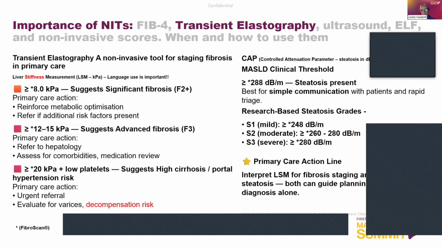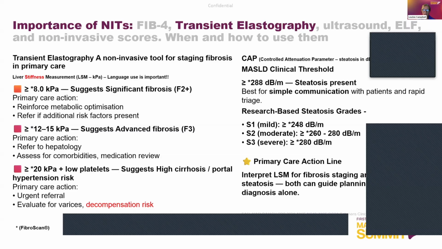The asterisks are here because these are the kilopascal scores that we know work with FibroScan, and therefore not necessarily translatable to all different devices, but they're a gauge. So 8 kilopascals now is considered a risk and therefore a referral trigger for specialist hepatology.